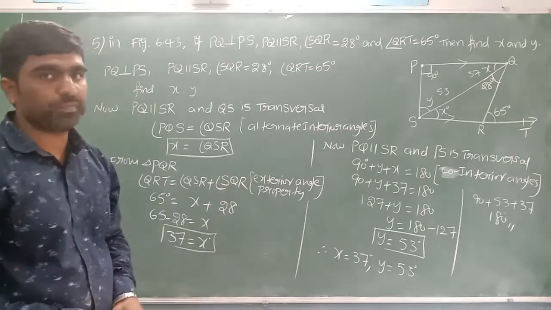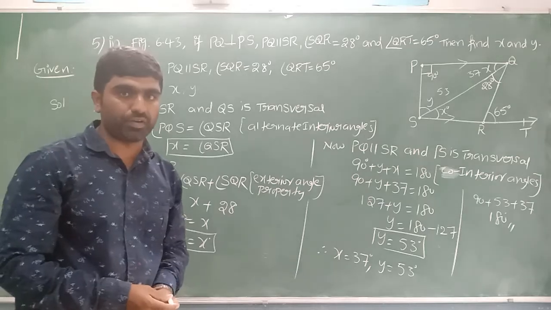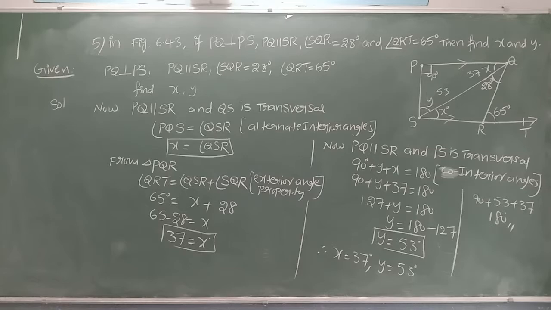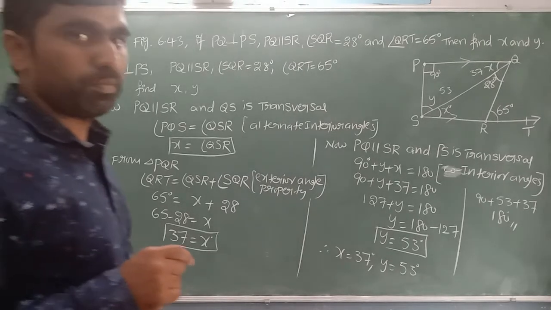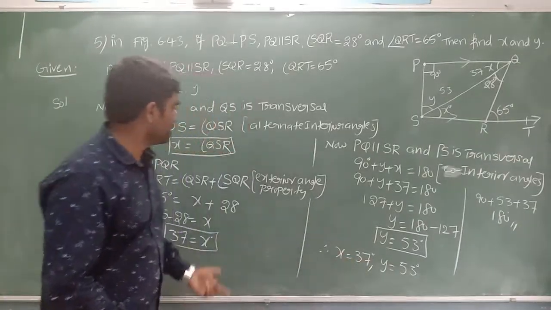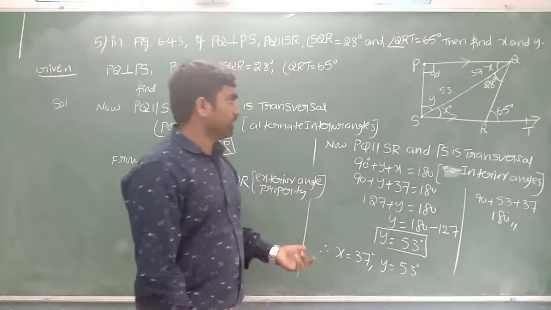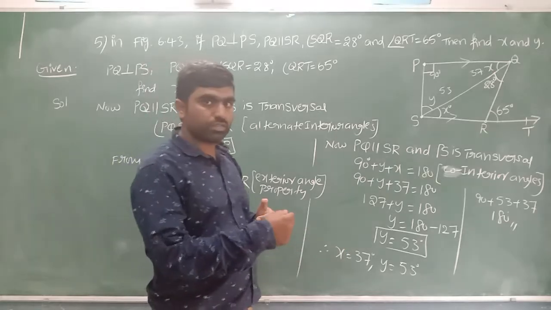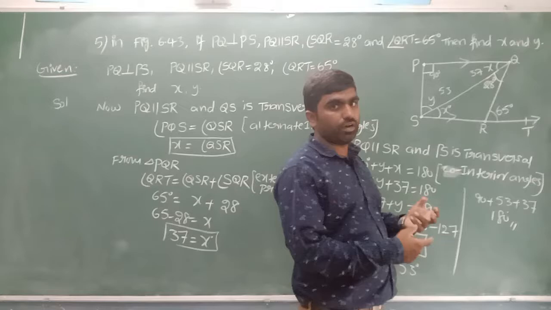So this is the way we can solve the problems based on exterior angle property. We'll continue with the next problem. Children, before going to the next problem, I got the values of x and y by using the exterior angle property and co-interior angle property. We can find the x and y values not only in this way, we can use any alternate method. Let us see another alternate method.